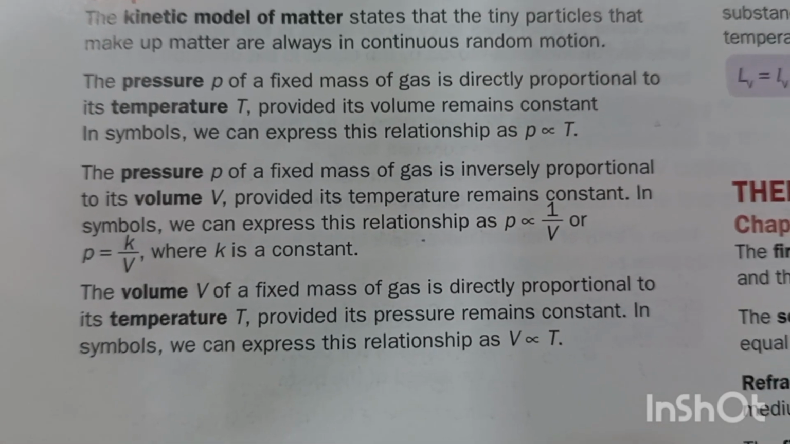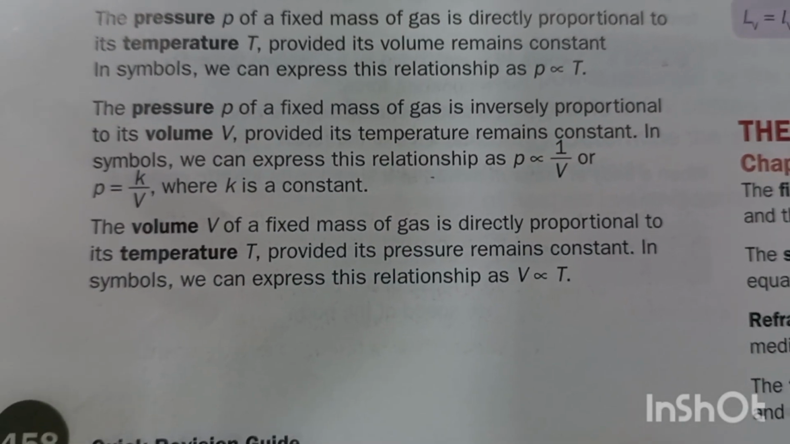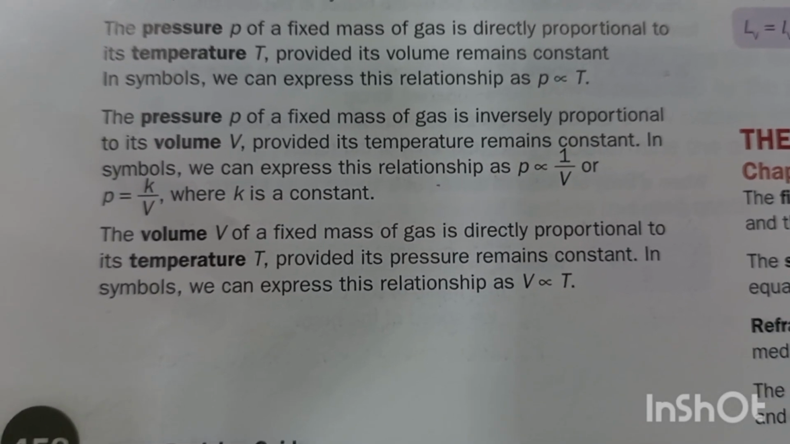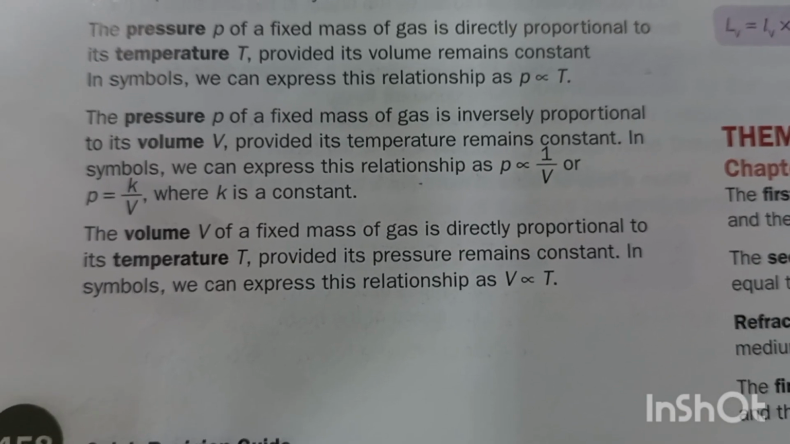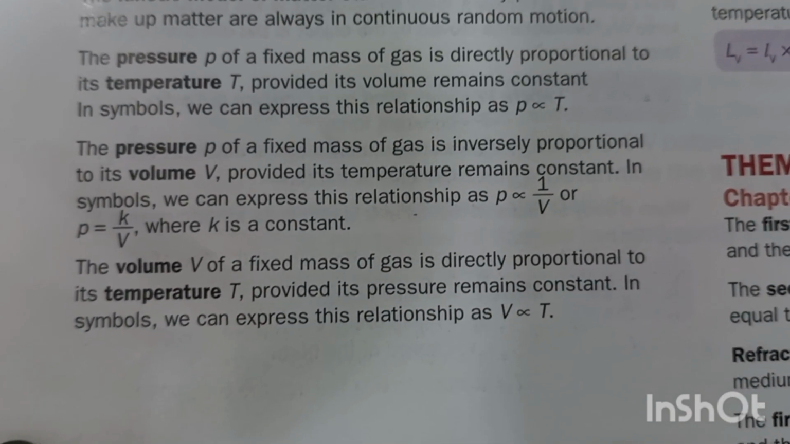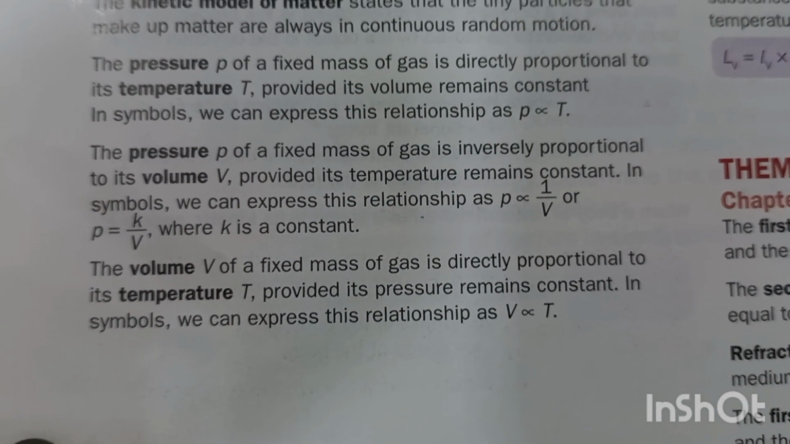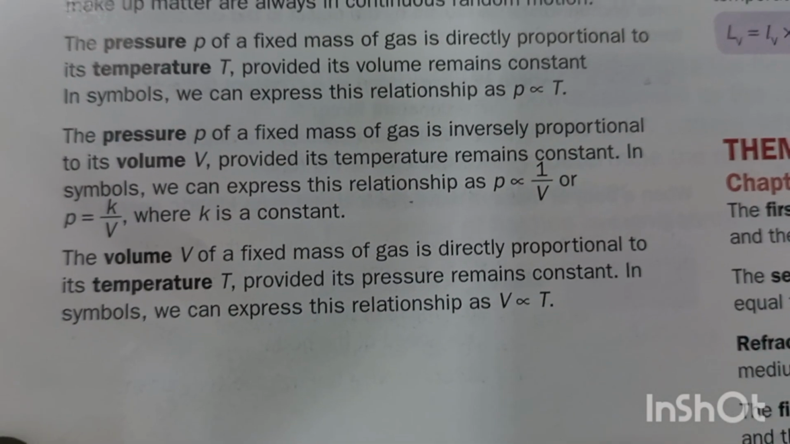The volume V of a fixed mass of gas is directly proportional to its temperature T, provided its pressure remains constant. In symbols, V ∝ T.